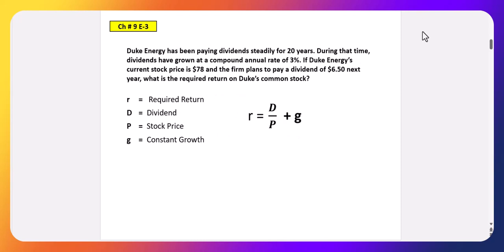Moving on to exercise 3, Duke Energy has been paying dividends steadily for 20 years. During that time, dividends have grown at a compound annual rate of 3%. If Duke Energy's current stock price is $68 and the firm plans to pay a dividend of $6.50 next year, what is the required rate of return of Duke's common stock?